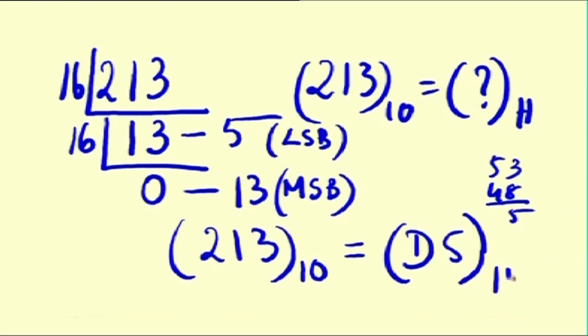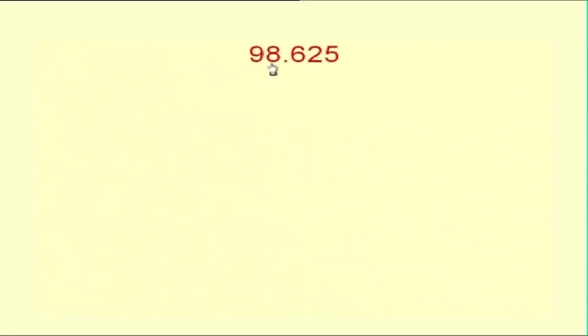So, this is how we convert any decimal number to a hexadecimal number, by dividing the decimal number and collecting all the remainders. We saw how the integer part of a decimal number can be converted to a hexadecimal number. Now, here I have taken another example where we have both the integer part as well as the fractional part. Let us see that number. I have taken a number like 98.625. This is a decimal number.